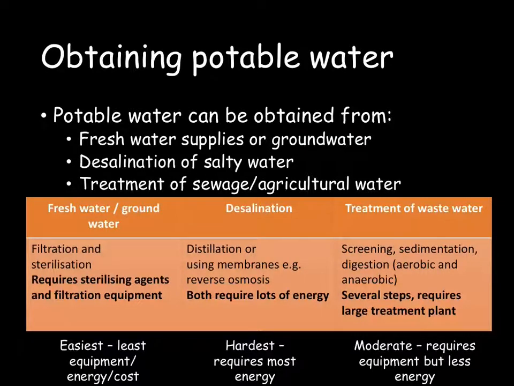One thing that both AQA and Edexcel want you to do is to compare these methods. So getting our water from freshwater is the easiest, it has the least equipment, uses the least amount of energy and costs the least. The hardest one is desalination, as it requires a lot of energy to do, regardless of if we use distillation or reverse osmosis. Finally, we have the wastewater, which is the moderate one. It's in the middle. It requires a large amount of specialist equipment, but significantly less energy than is needed for desalination. That concludes this tutorial video on potable water.